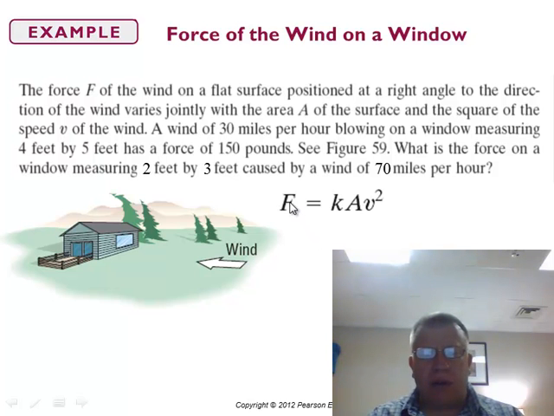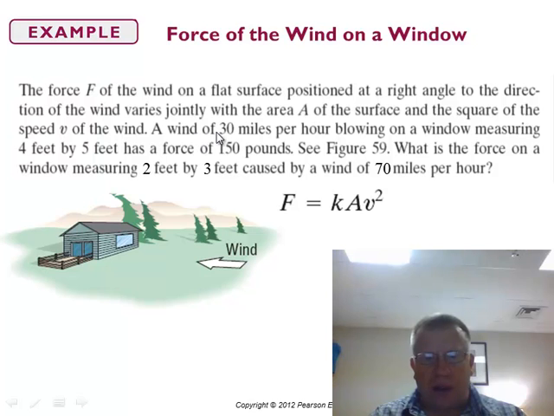Here we've got force is equal to some constant multiple K times the area of that surface, whether that's a wall or a door or a window or whatever, and then times the speed squared. Remember, V is velocity, which is the same as speed squared. Okay. So, in order for us to answer the question, which is the last statement at the end of the paragraph here, we need to know what K is.